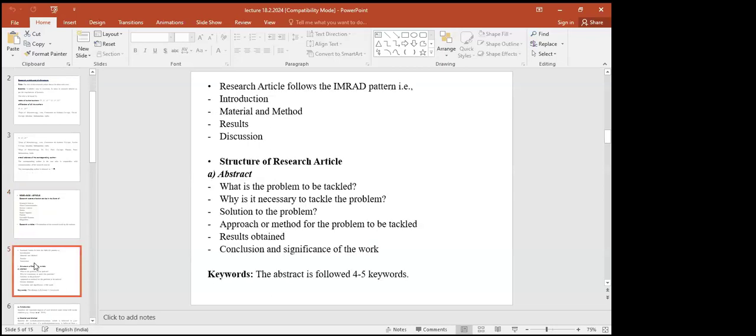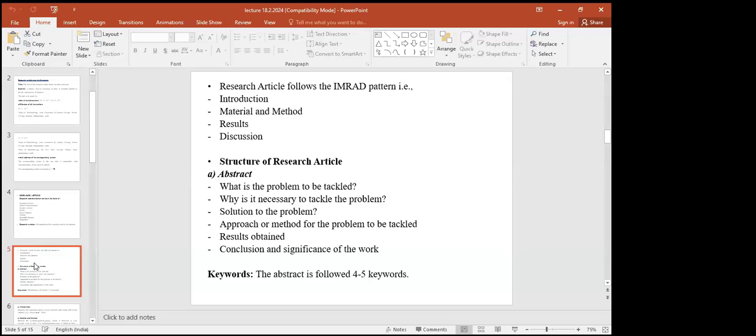Now, as I said, we are following the IMRAD pattern. I stands for introduction, M stands for materials and methods, R stands for results, A stands for and, and D is for discussion. So this is the pattern. After you are done, you have the title, then the authors, or a single author can be there. Then you have the affiliation. After affiliation, there is a mutual understanding between the authors about who wants to be the corresponding author. And then after that, the email address of the corresponding author.